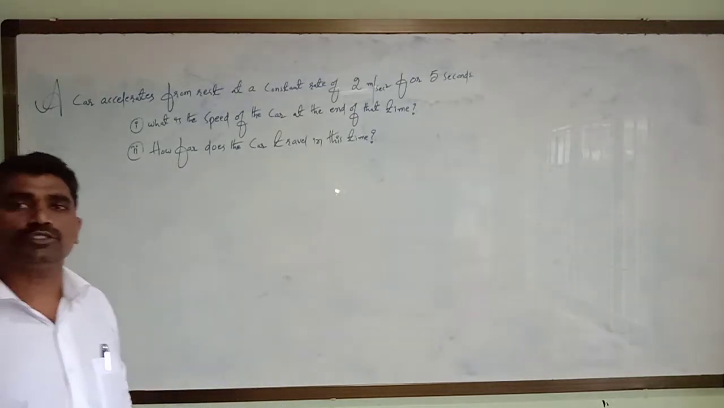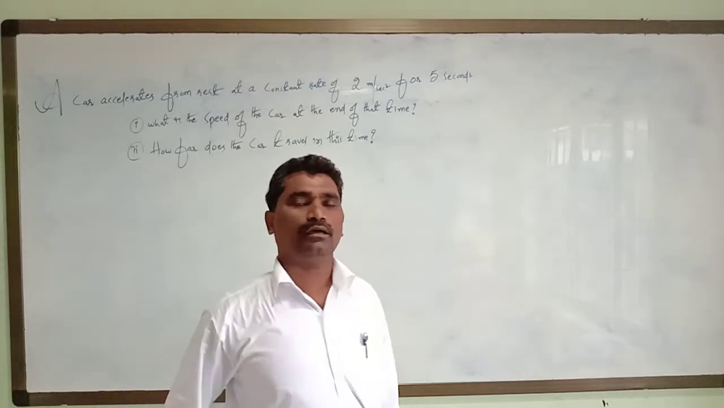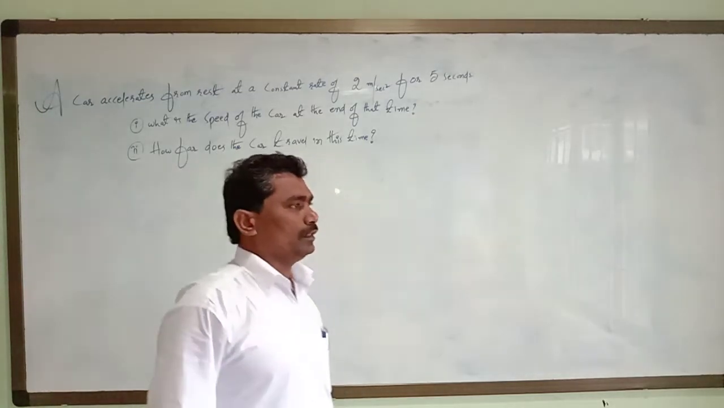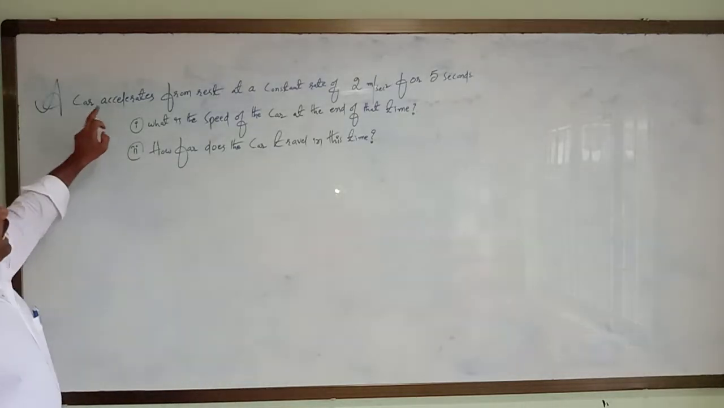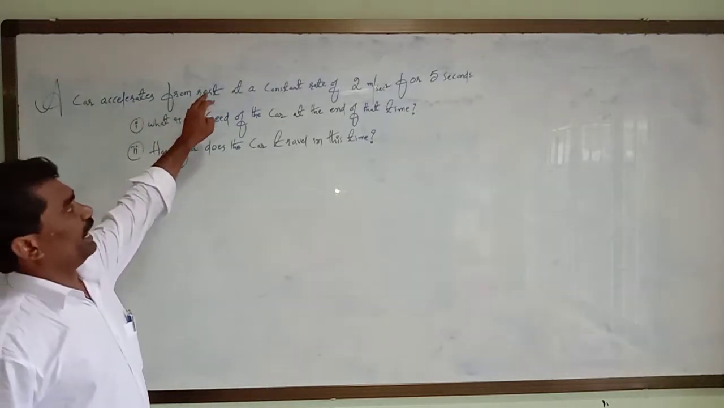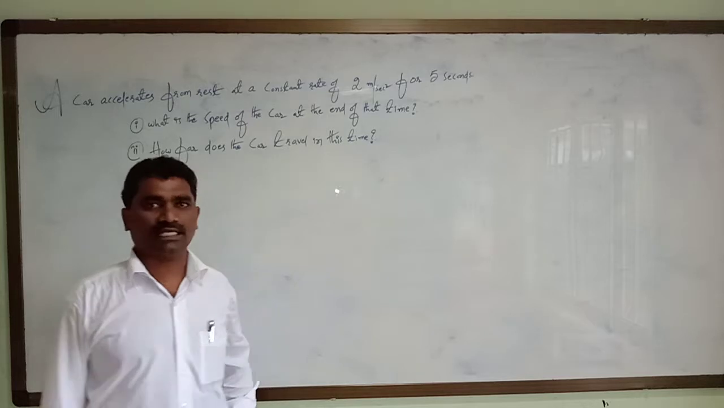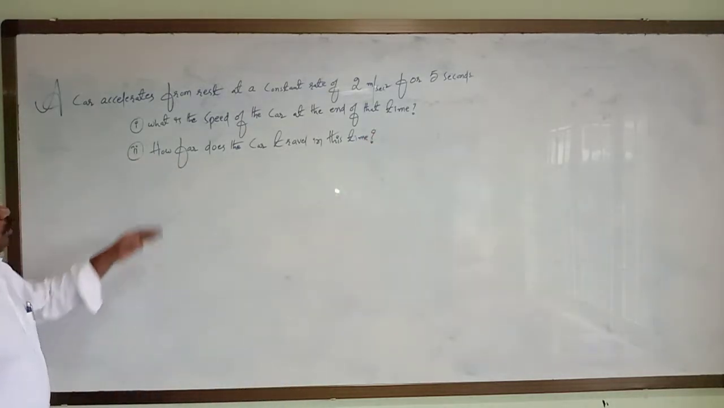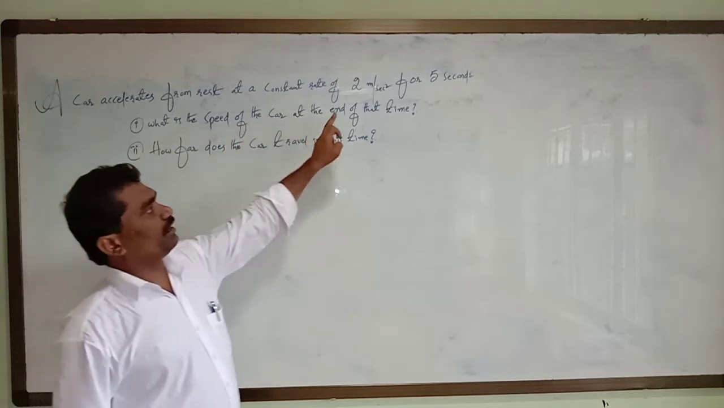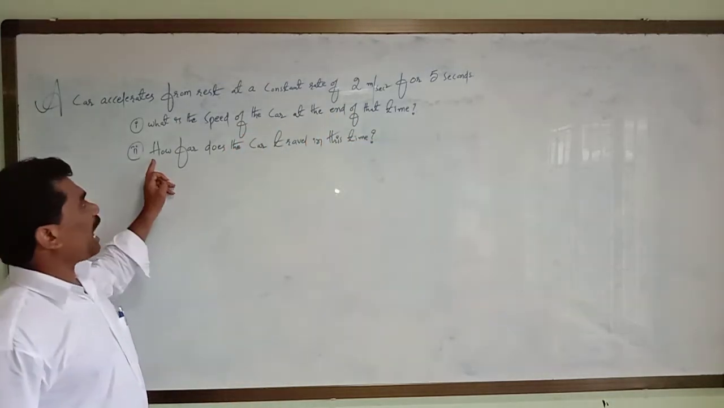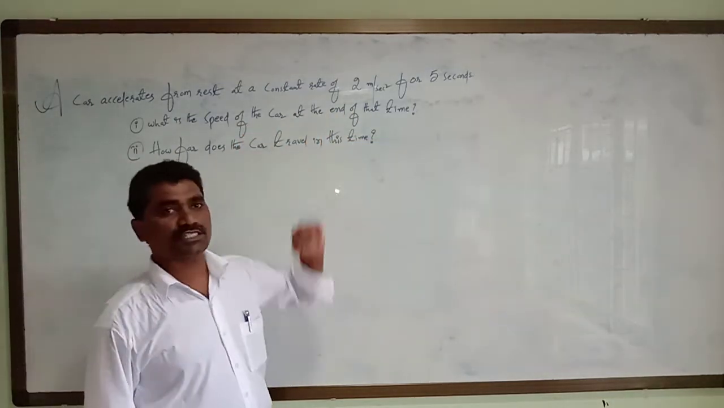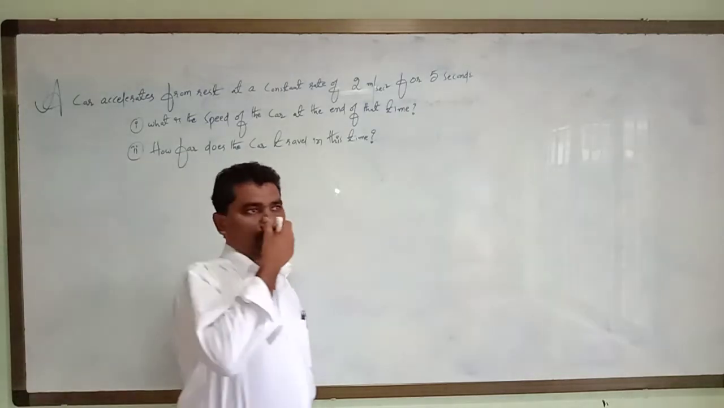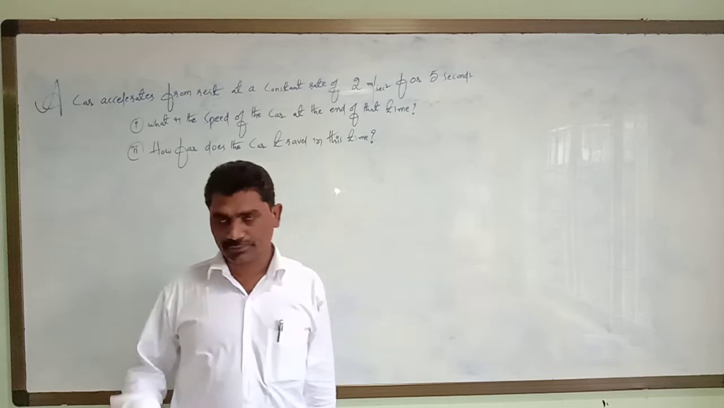So now we are going to solve one problem. A car accelerates from rest at a constant rate of 2 meters per second square for 5 seconds. What is the speed of the car at the end of the time? How far does the car travel in this time? So here two values we have to find out.